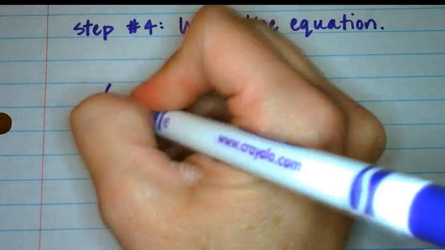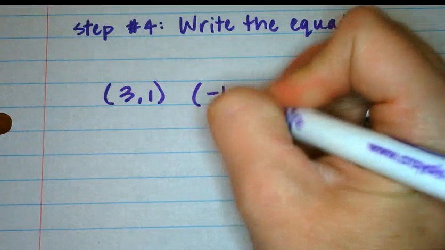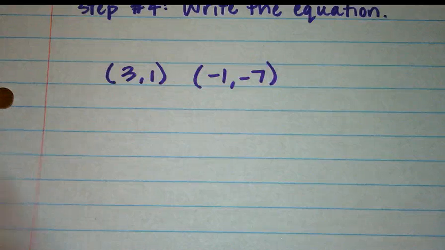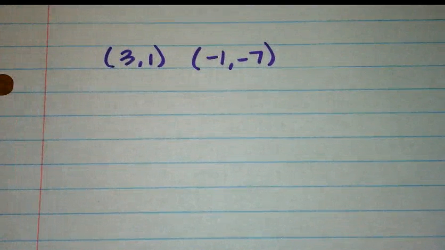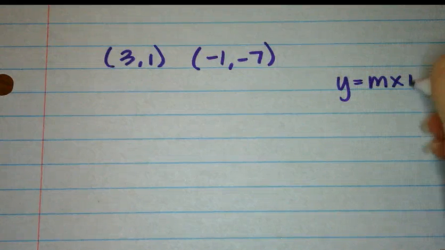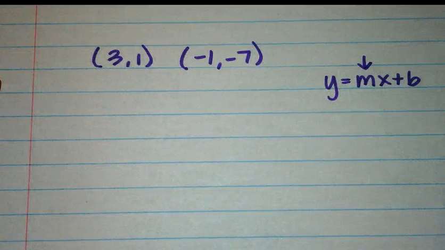Alright, so let's try one. Let's say we were given the points (3, 1) and (-1, -7). We want to write the equation of the line that goes through those 2 points. In order to write the equation of a line in slope-intercept form, we have to figure out the m and we have to figure out the b.